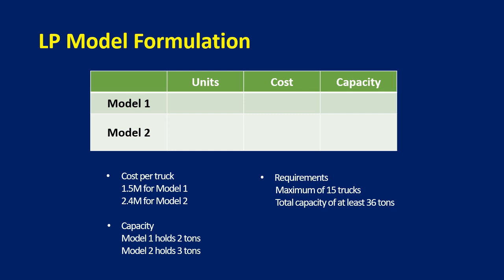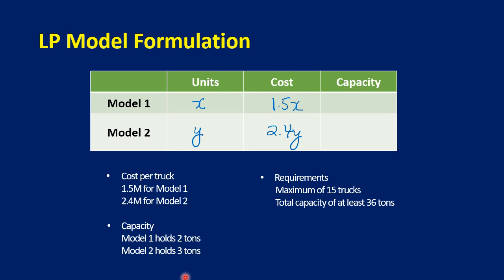So again, we have our model formulation. We are given the cost per truck, the capacity of each truck, and the requirements. Let's put that in our table. Our decision variables are the number of units of model 1, x, and model 2, y. What is the cost of x units of model 1? 1.5 million for 1 unit, so the cost here is 1.5x. Here it's 2.4y.